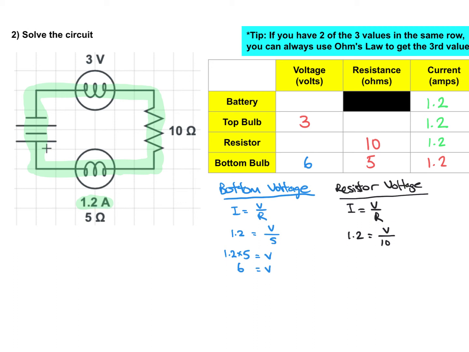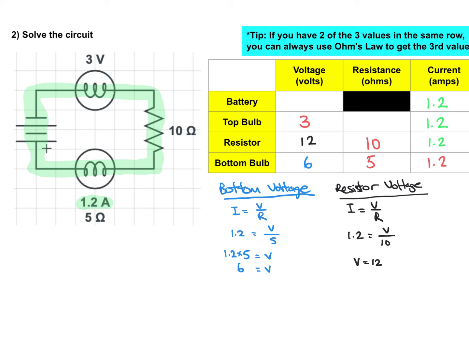This one, if you're good with multiplying and dividing by 10 in decimals, you'll realize that the answer has to be 12. 12 divided by 10 equals 1.2. So that's what I'll fill in for the voltage of the resistor.